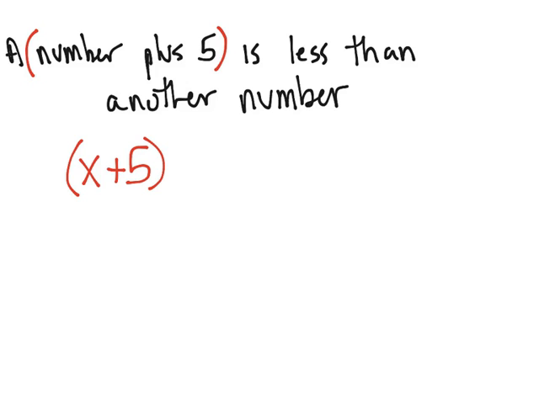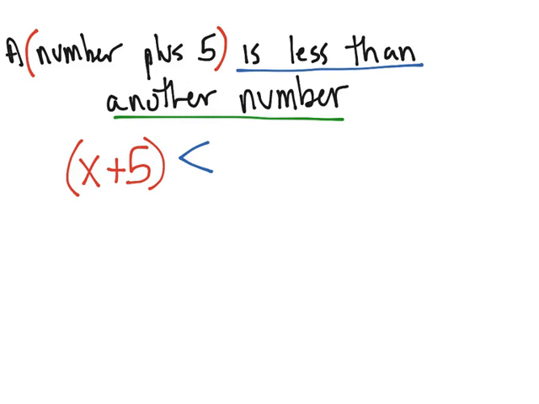The next piece of our problem is this central area, is less than. If you recall, back when we talked about words and their mathematical meanings, we determined that the word is has to do with equality symbols. In this case, because is paired with less than, what it's actually asking us for is the less than symbol. Instead of equals, we're saying that x plus 5 is less than, in this case, another number.